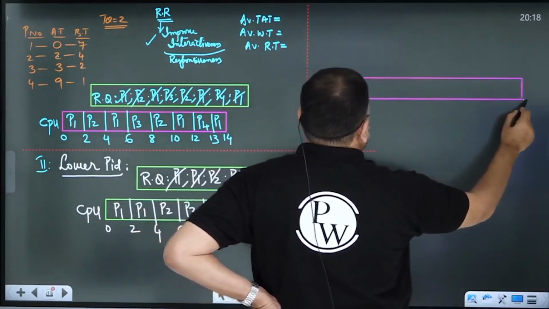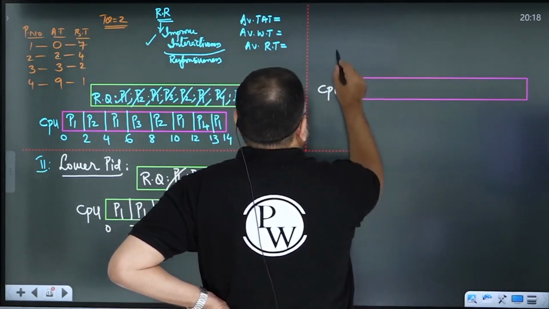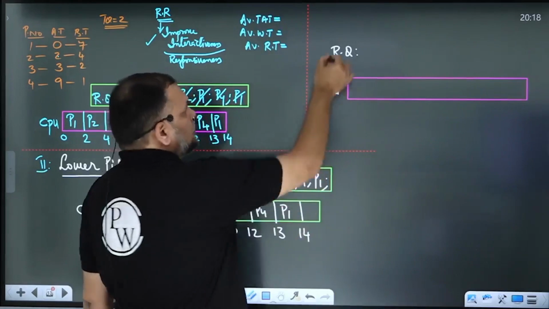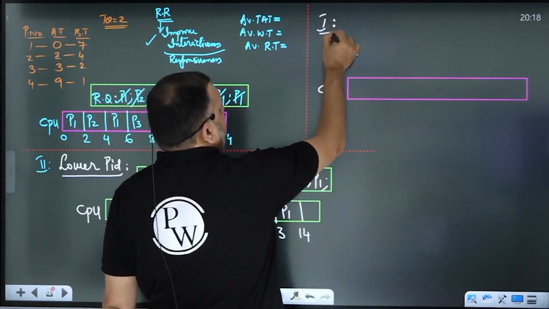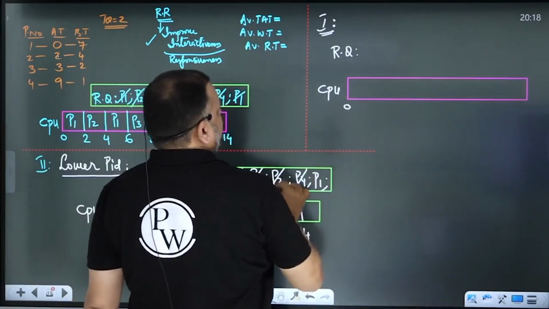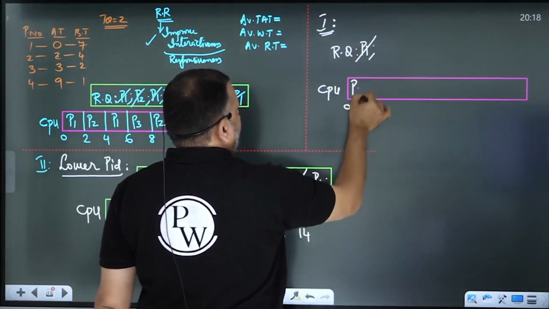Again I am doing CPU, ready queue. First approach I am doing again. Where this paradigm. Time 0, we have got P1 alone. I start with P1, 2.